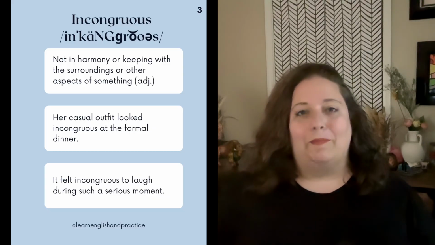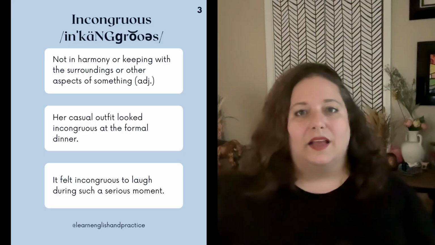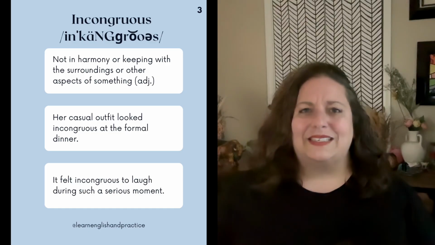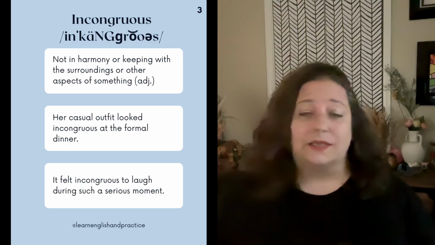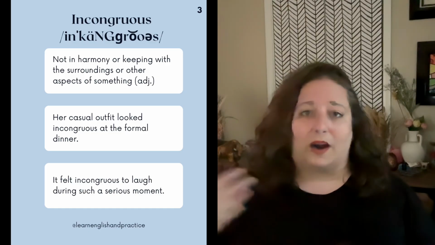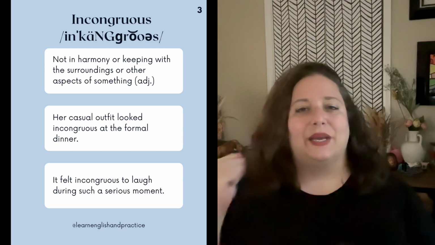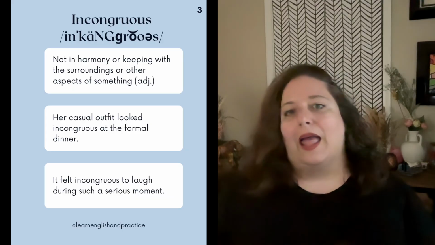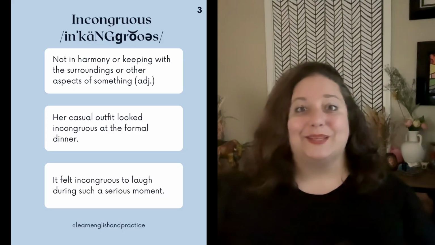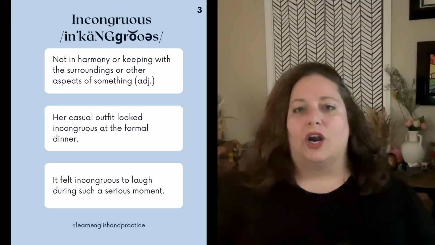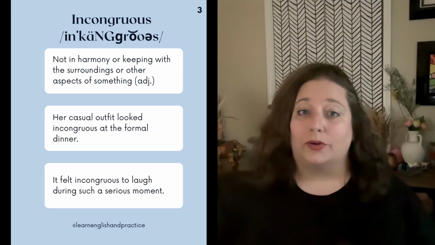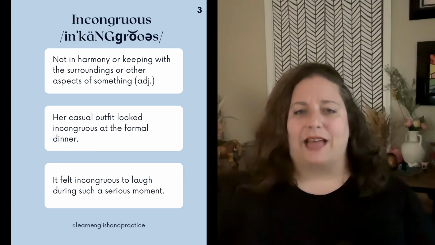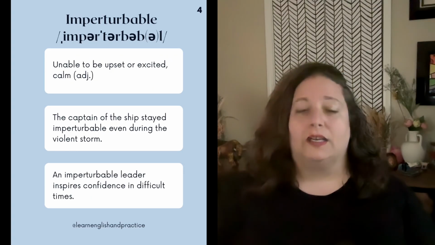And then amongst all of that art, there was a piece of modern art just in the middle of all of it. And seeing that piece of modern art amongst all of this other art really made it pop. It was incongruous. It didn't match everything that was going on. And that made it more noticeable. Examples are, her casual outfit looked incongruous at the formal dinner. It felt incongruous to laugh during such a serious moment.